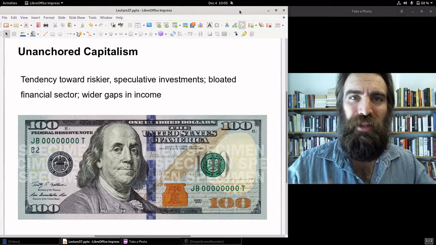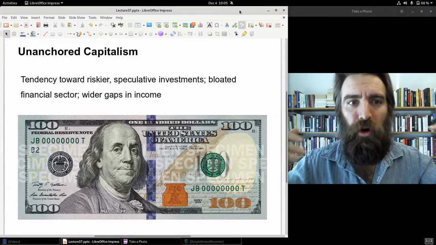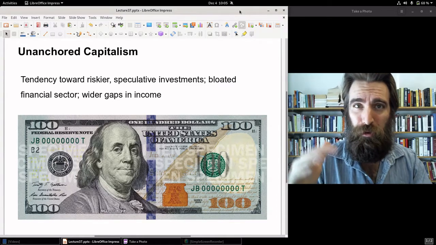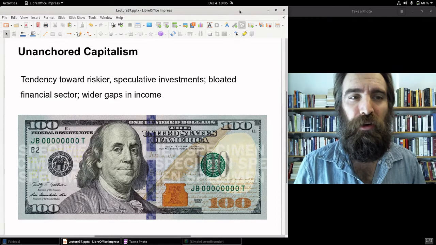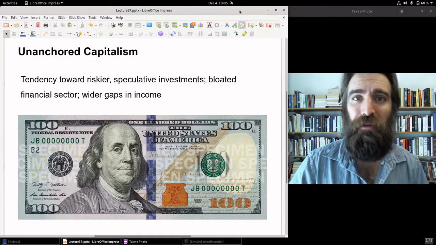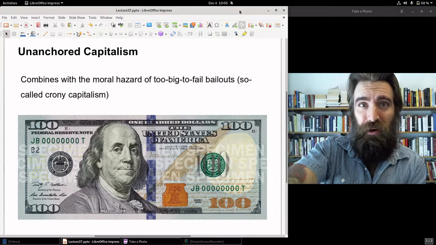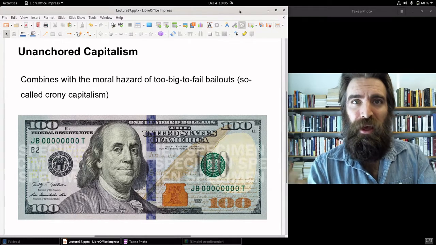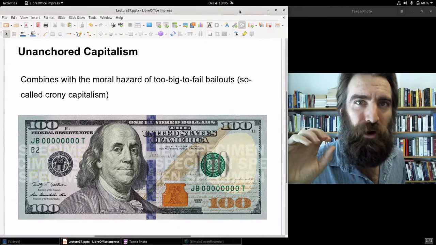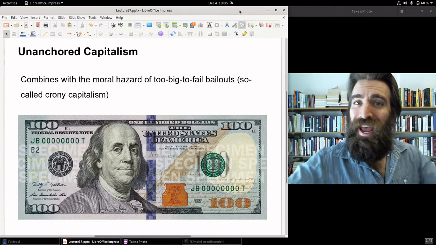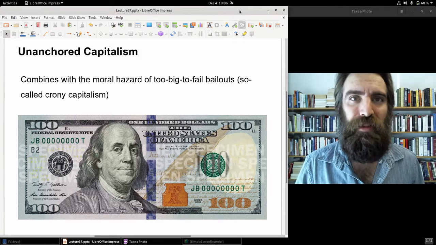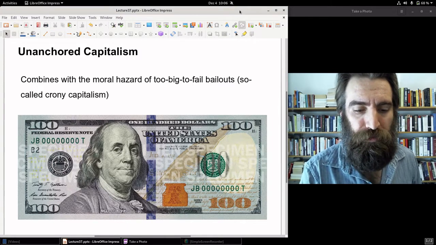And I believe the evidence bears out that in unanchored capitalism, there's a tendency toward riskier, more speculative investments, reckless behavior, especially within the financial sector, which tends to be more bloated under unanchored capitalism, as well as wider gaps in income. And this is made all the worse by the fact that our system of unanchored capitalism combines with the moral hazard of too big to fail bailouts, of guaranteed bailouts where the profits are privatized and the losses are socialized, which, if you think about it, is completely antithetical to any free enterprise system.